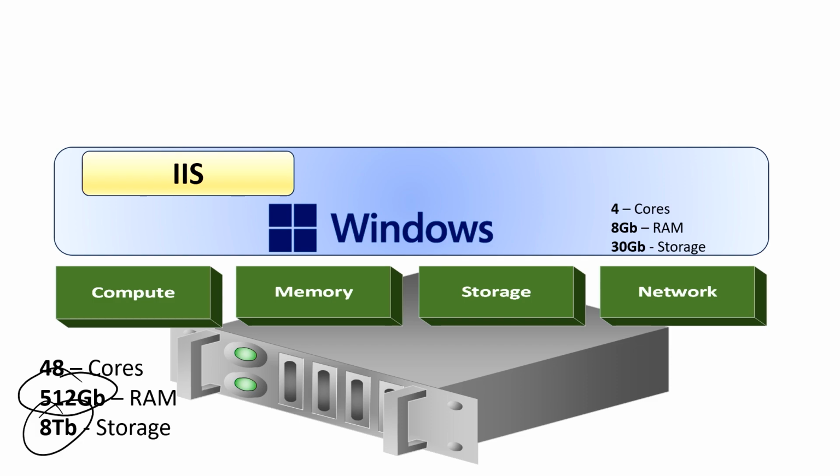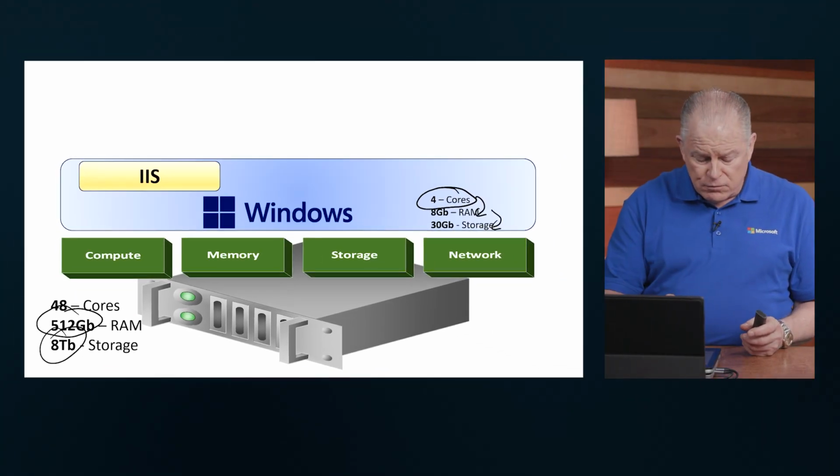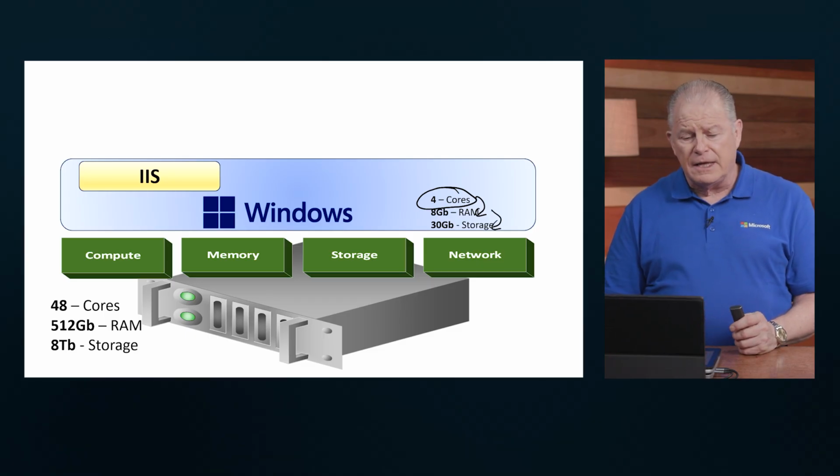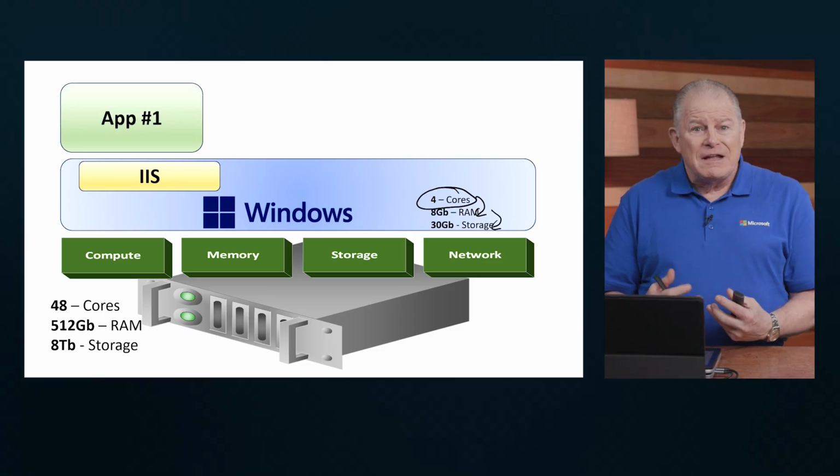Now, just to deploy the Windows operating system, there's some overhead. So in this case, I need 4 cores as a minimum, 8 gigabytes of RAM, and I needed 30 gigabytes to install the Windows operating system. So that gets removed from the overall resources that are going to be made available to your application. Now, I then take my application.